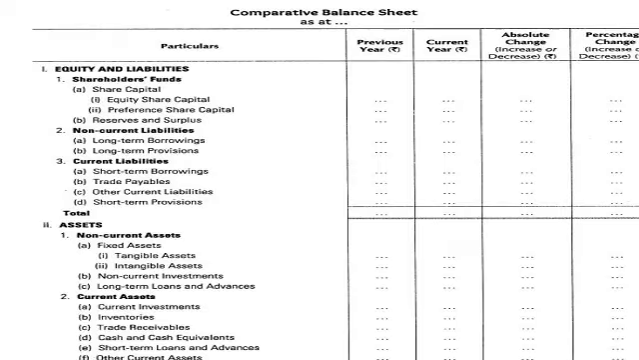So comparative statement will look like this. This is comparative balance sheet. So you will be given one previous year and current year. First you have to arrange the data.